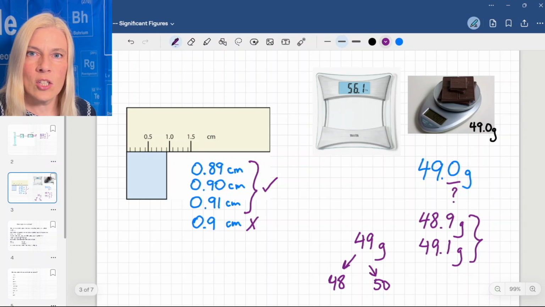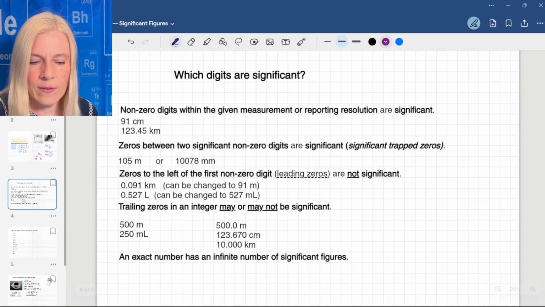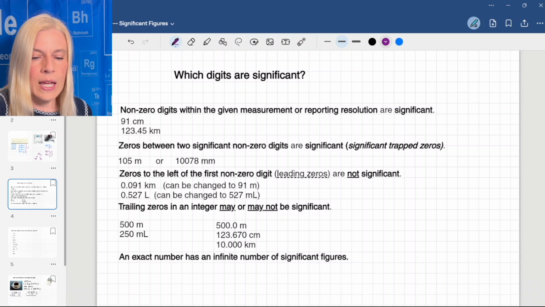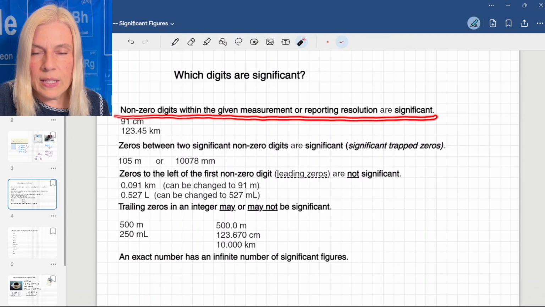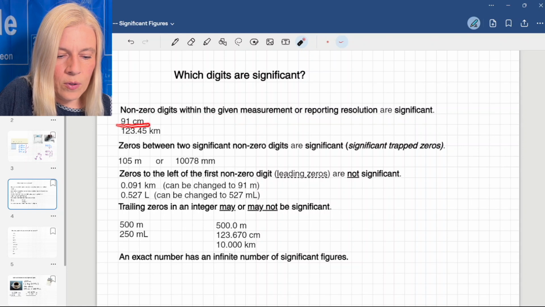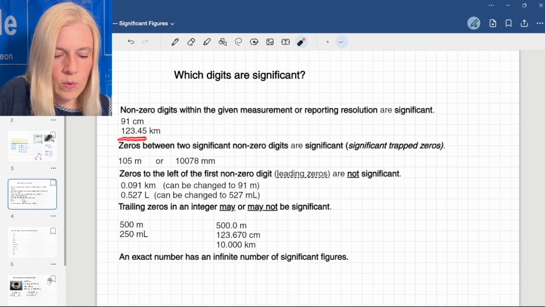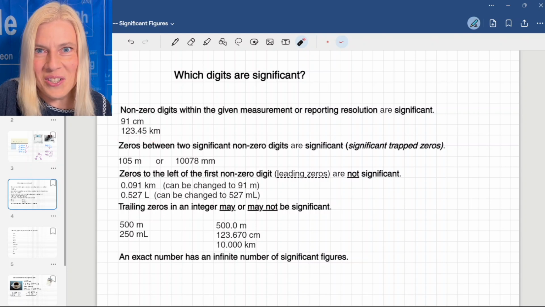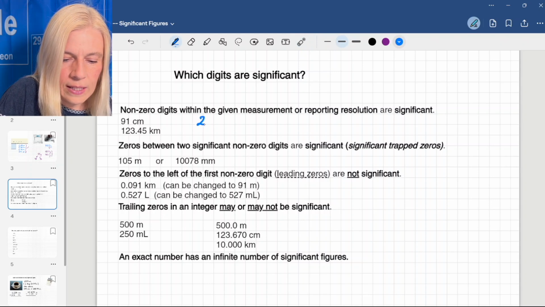Okay, so we learned how to report our measurement. Remember, the digits you are certain of plus the estimated digits are significant digits. And then how do we know which ones are significant? Well, let's go here. Every non-zero digit within a measurement is significant. So that's easy. We have 91 centimeters, which is 2 significant digits. Here is 123.45 kilometers, which is 5 sig figs.